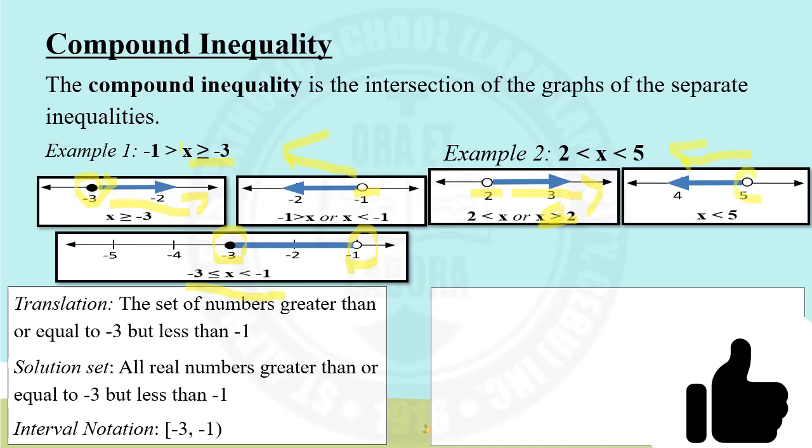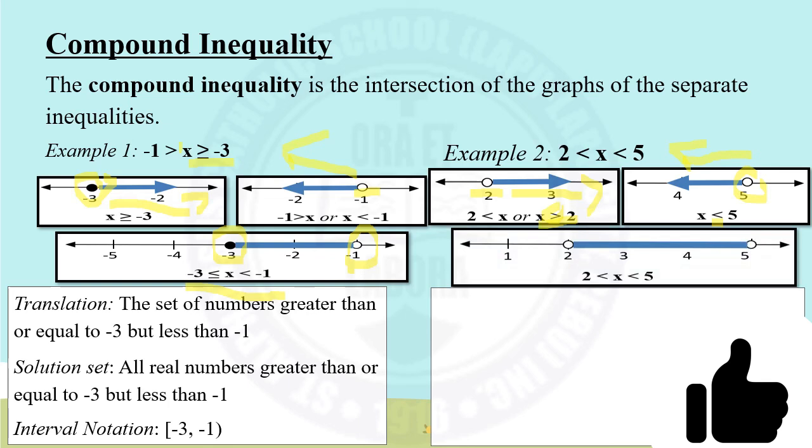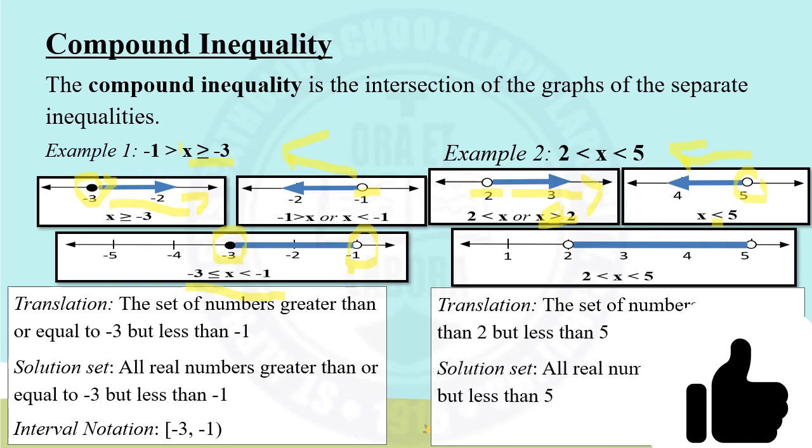Now let's have the compound inequality of these two graphs. So first, just copy the open circle at 2 and the open circle at 5, and then shade the part where the arrows are facing. So we now have, for the translation, the set of numbers greater than 2 but less than 5, and for the solution, all real numbers that are greater than 2 but less than 5. And for our interval notation, since it's an open circle at 2, we will use a parenthesis 2, comma, and then open circle at 5, so we will also use parentheses.